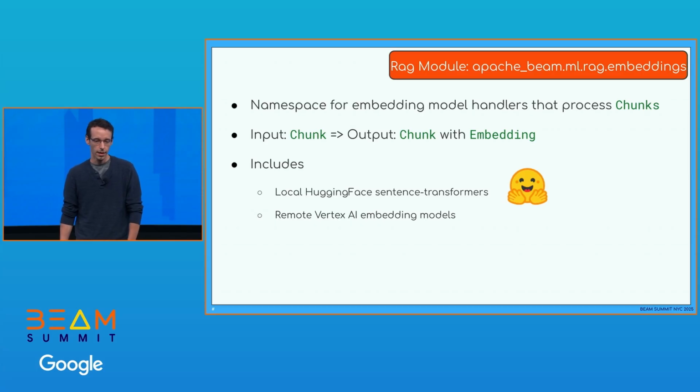Okay, so the next piece of the module is embeddings. This is a namespace for all the embedding model handlers that process chunks, and they output chunks with the embedding attribute set. Currently we support Hugging Face sentence transformers, which are local models running on your VM, and remote Vertex AI embedding models, which call out to the Vertex AI API.